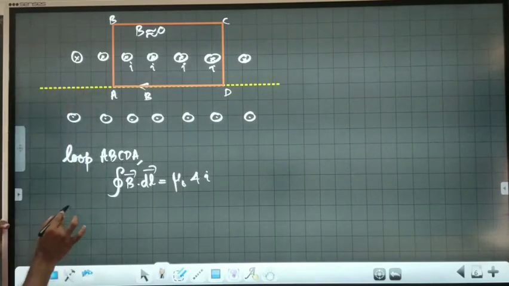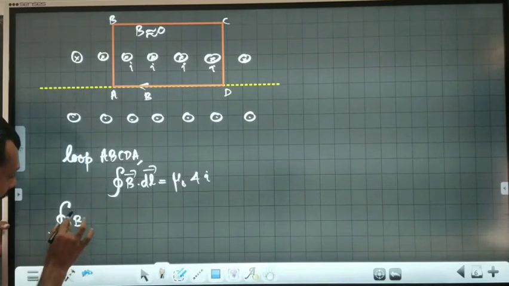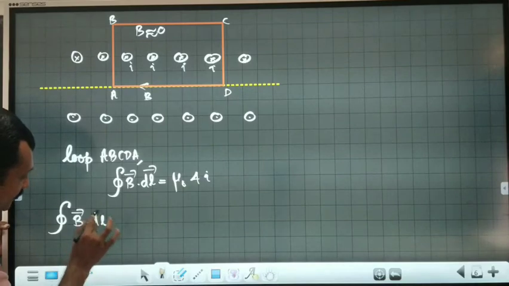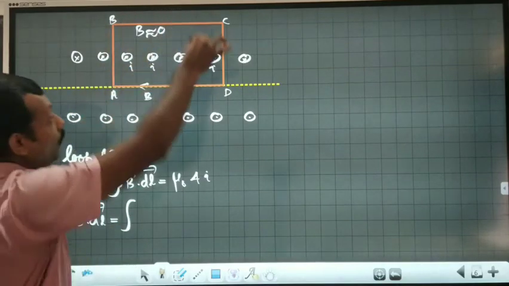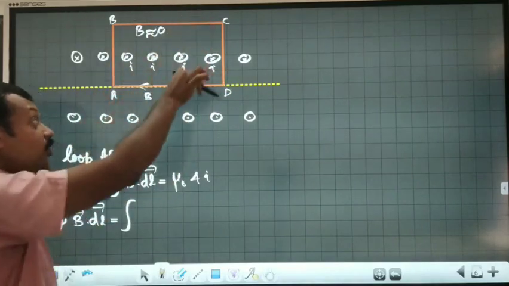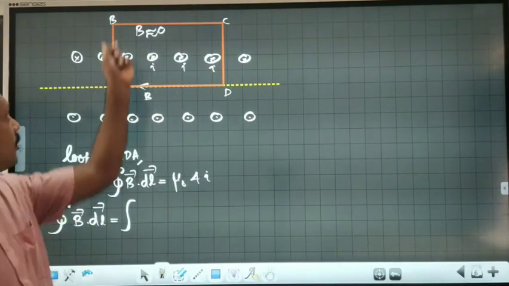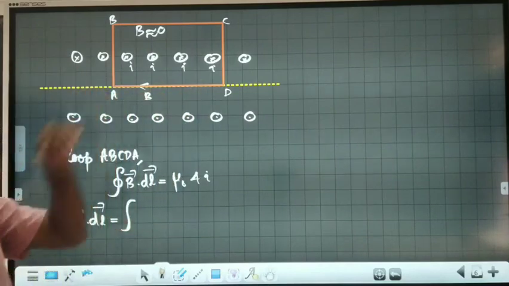Now we need to get the value of the closed integral of B dot dl for this loop. So what will we do? The closed integral of B dot dl is equal to the integration over the closed loop A, B, C, D, A.